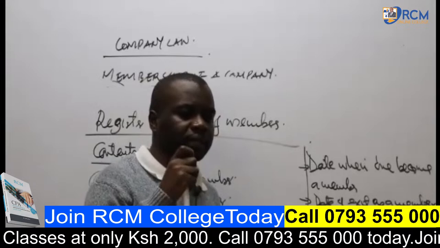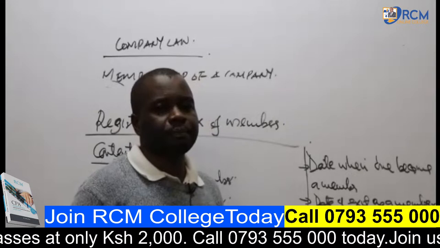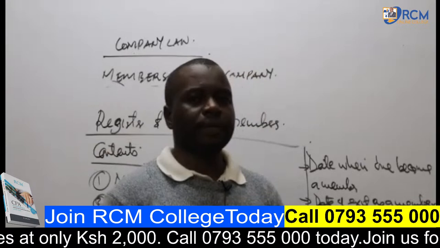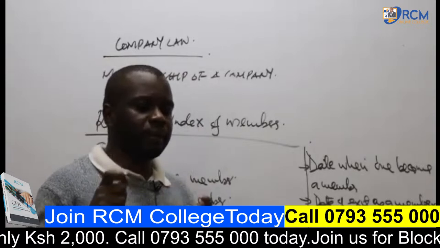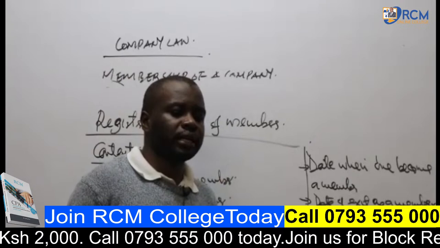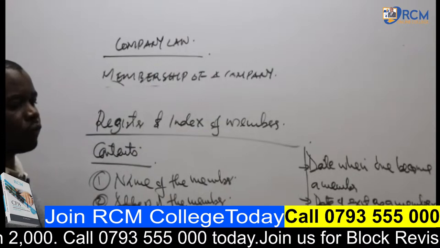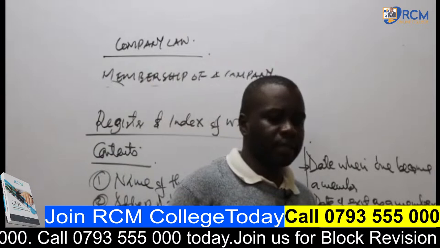Also in this case, the register of members, apart from being kept at the registered office or any branch of the company, number three, it can also be maintained at that registered firm providing company secretarial services. So it can also be kept at a place where the person who normally makes amendments or changes to the register actually sits or is located. So that is what you need to know about the location of the register of members.